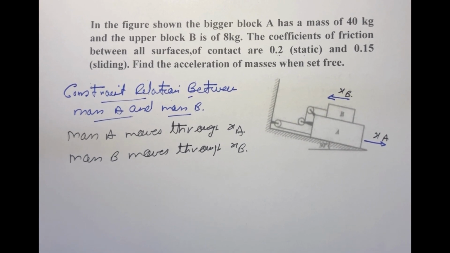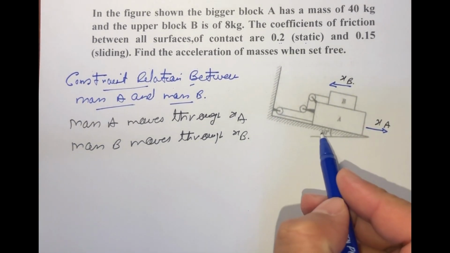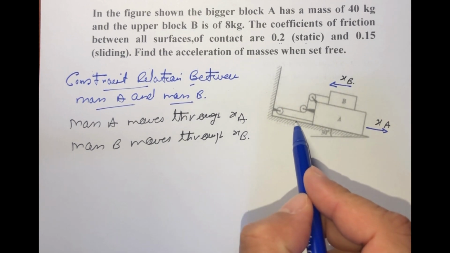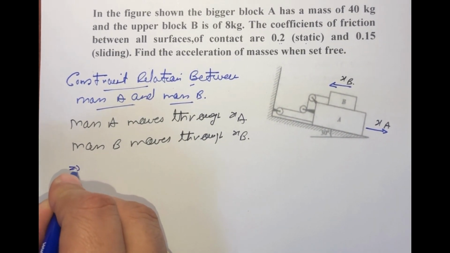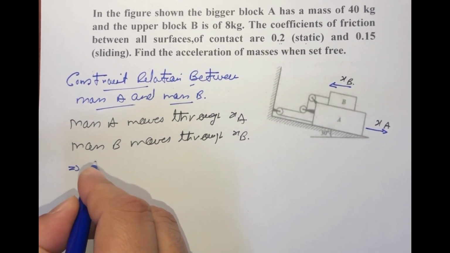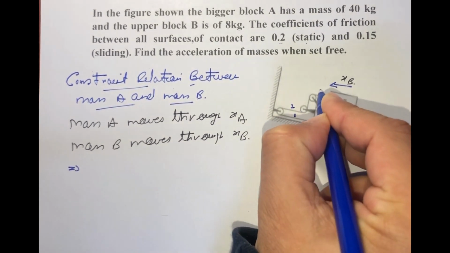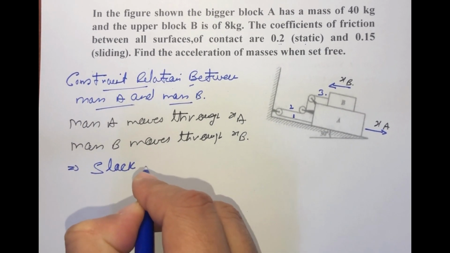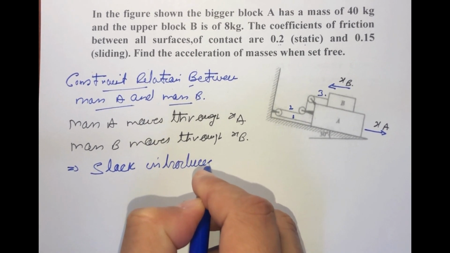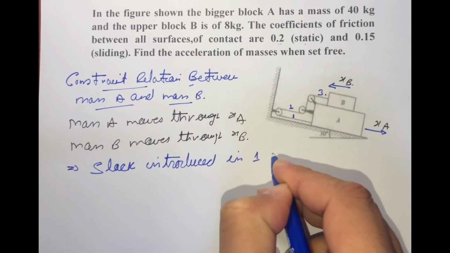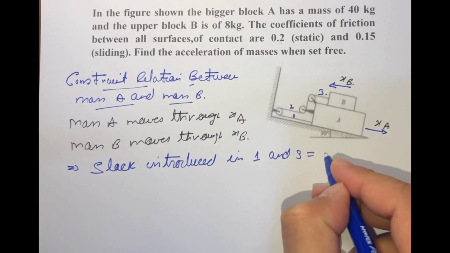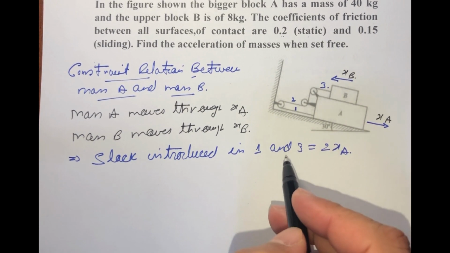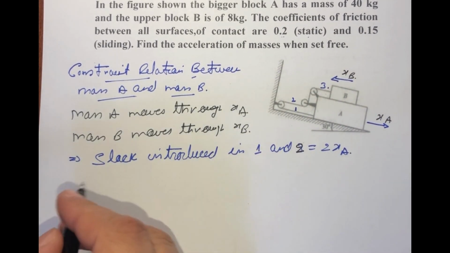Therefore, we can say that the total slack that will be produced with the movement of A will be 2XA. Let us call this as 1, 2 and 3. We can say that slack introduced in 1 and 2 will be equal to 2XA.